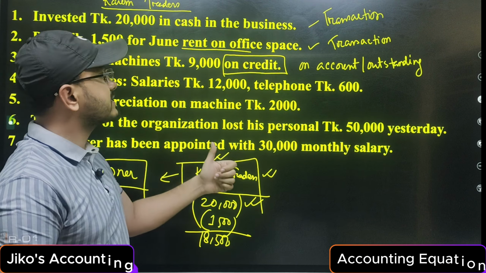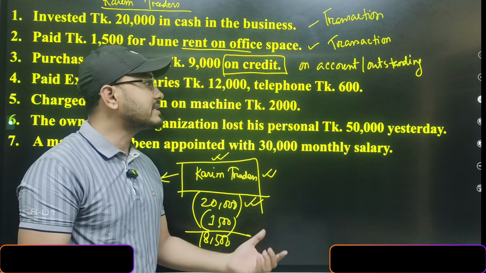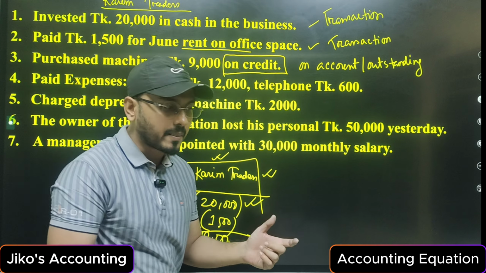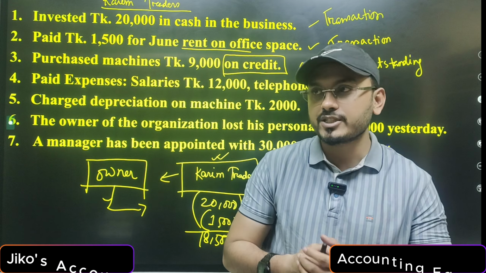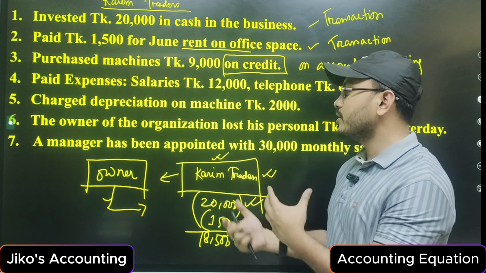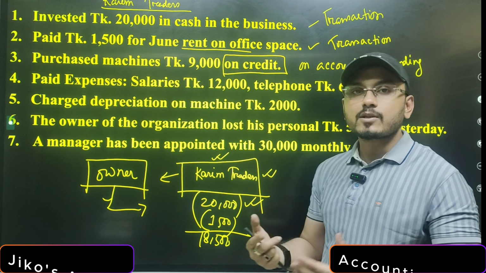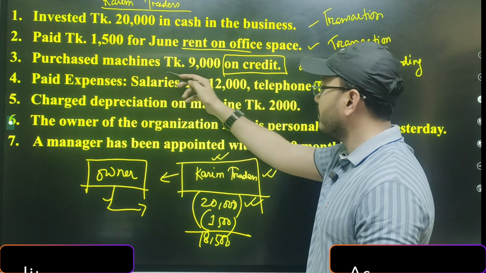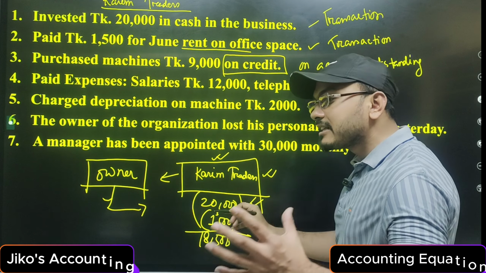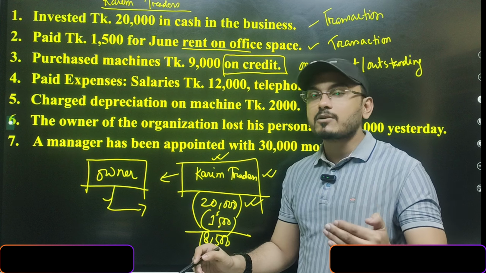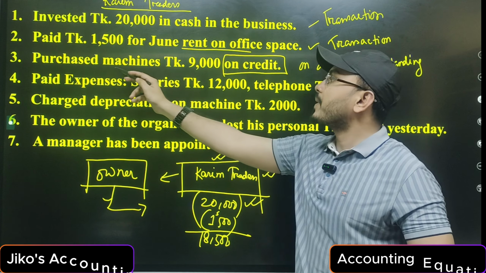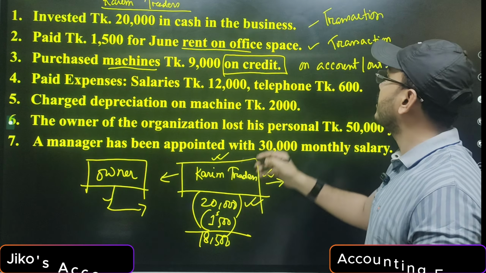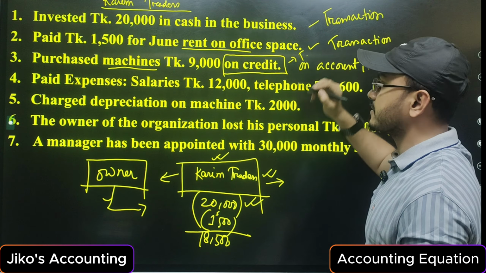Purchased machines. Machines is an asset. We are going to explain later how you usually identify asset, liability, and equity. All of them, inshallah, we are going to discuss one after another. Just try to get this one. What have I received? Machine. That means the value of 9,000 taka has increased due to the purchase of the machines. That means there must be a change in the business organization. So we can say it's a transaction.